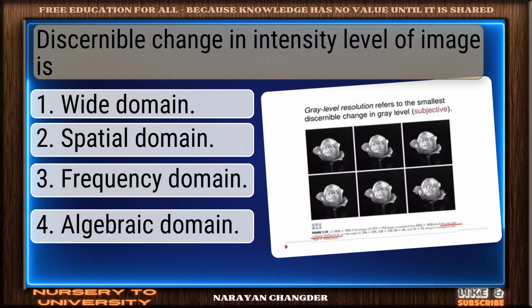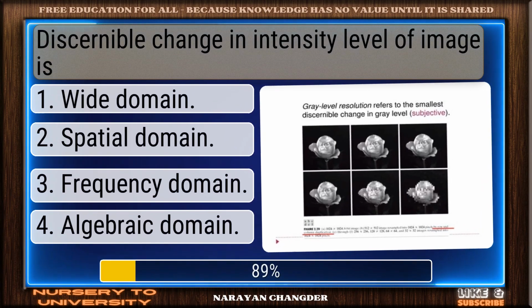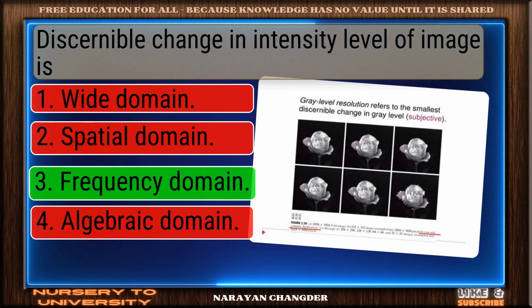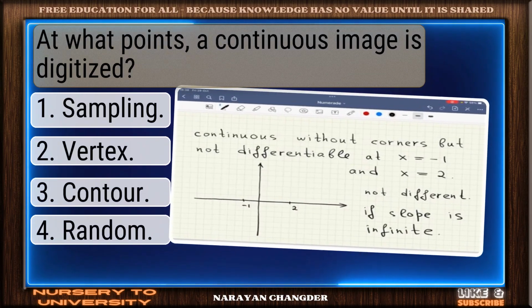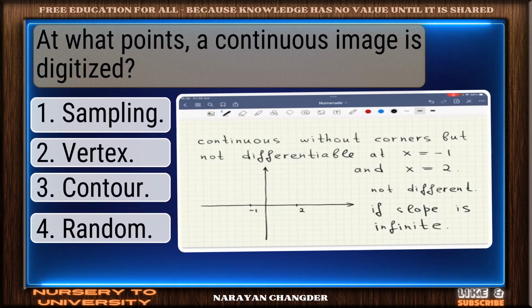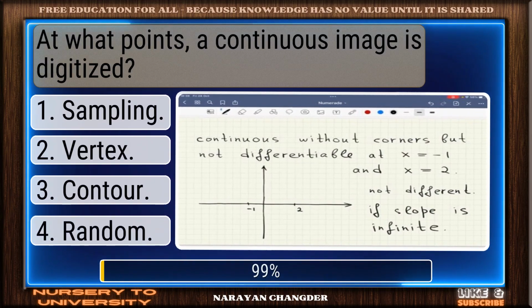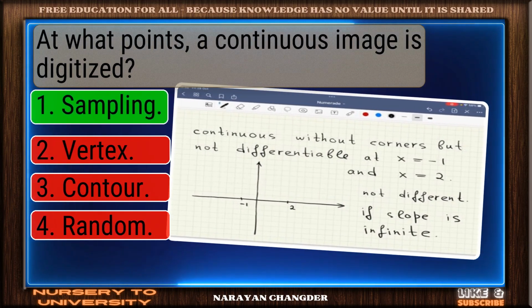Question number 58. Discernible change in intensity level of images. Good thinking. Frequency domain is the right answer. Question number 59. At what points a continuous image is digitized? Sharp thinking. Sampling is the right choice.